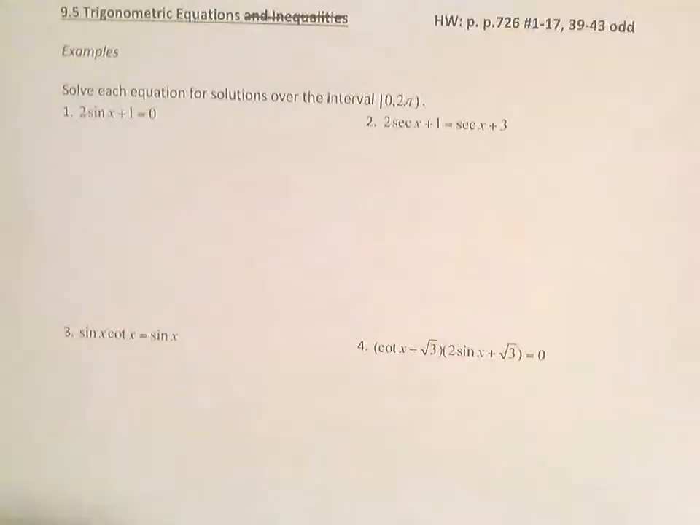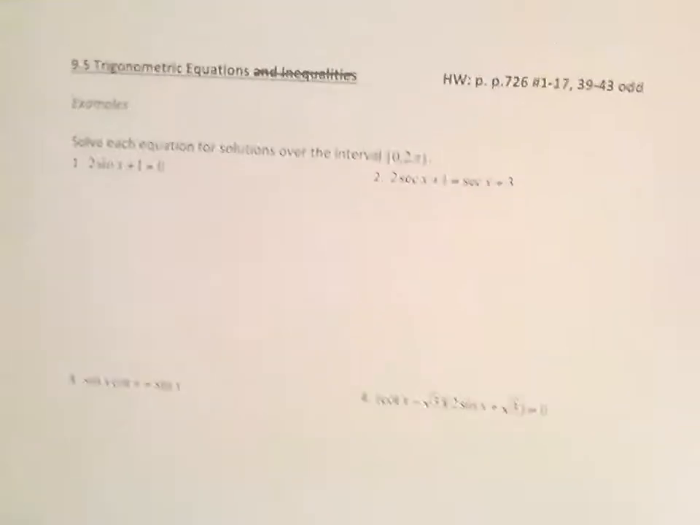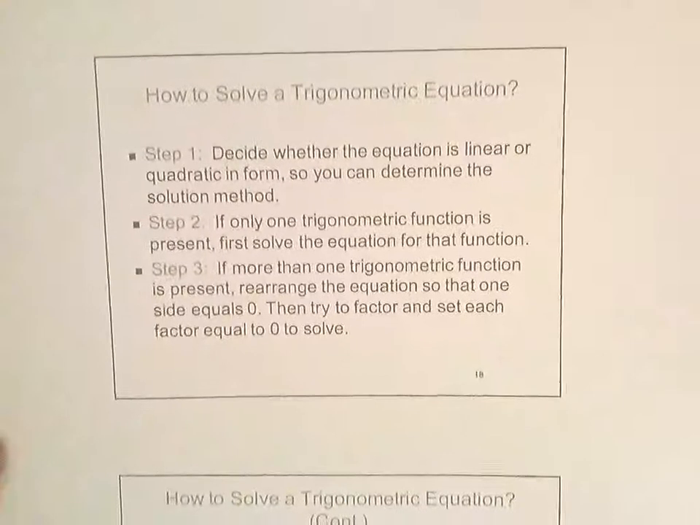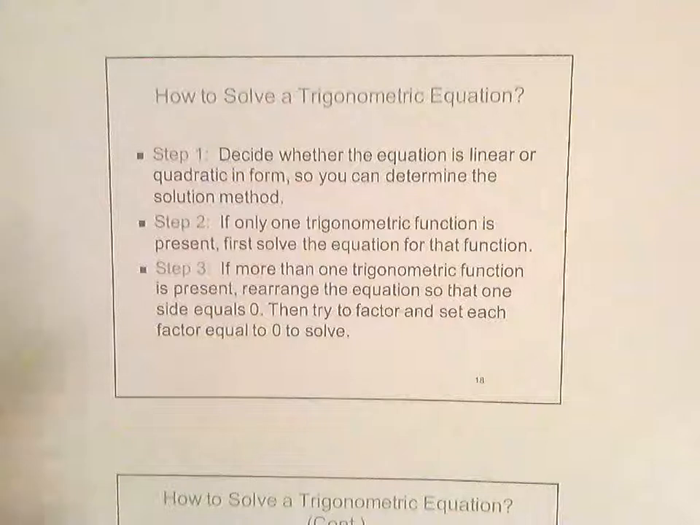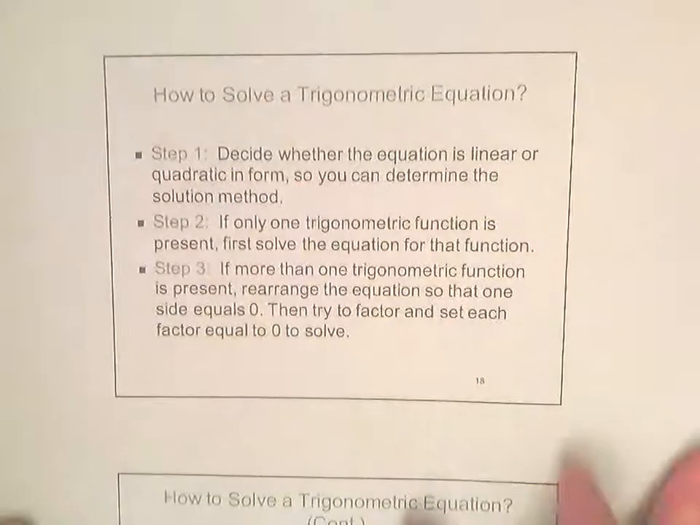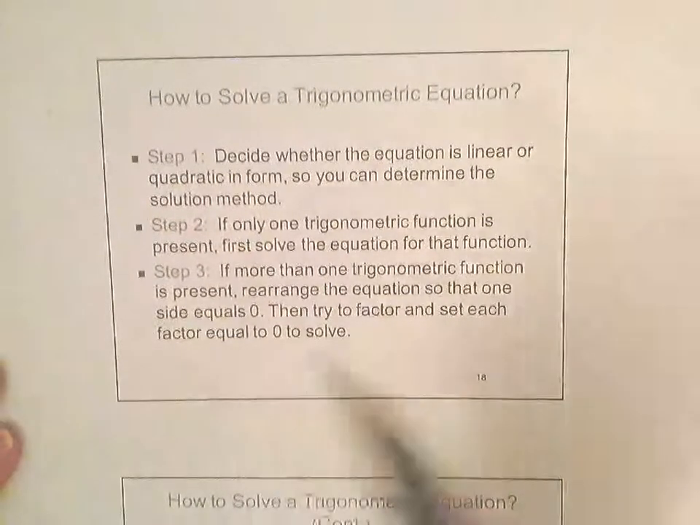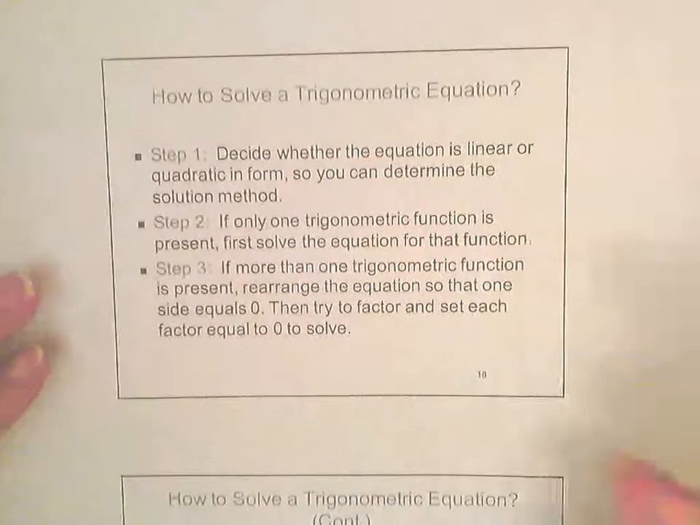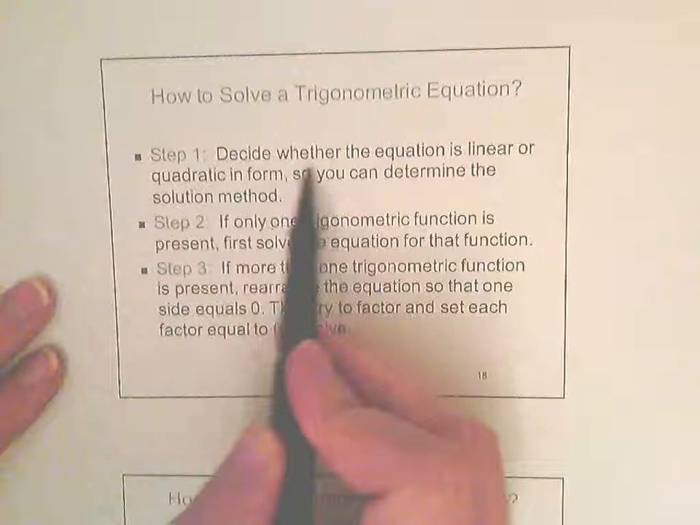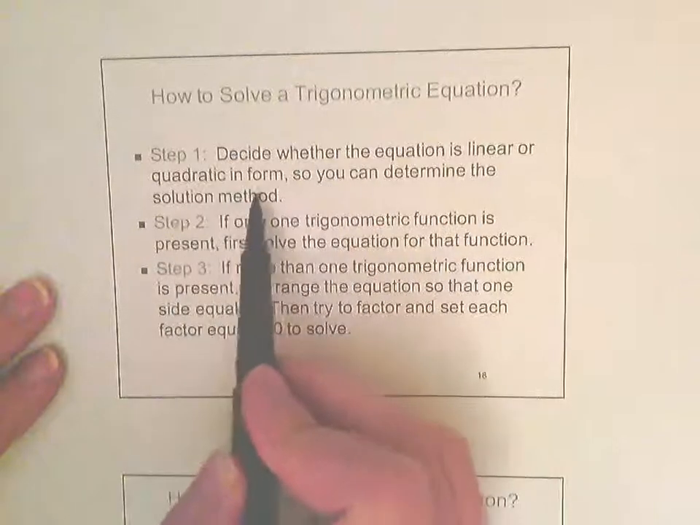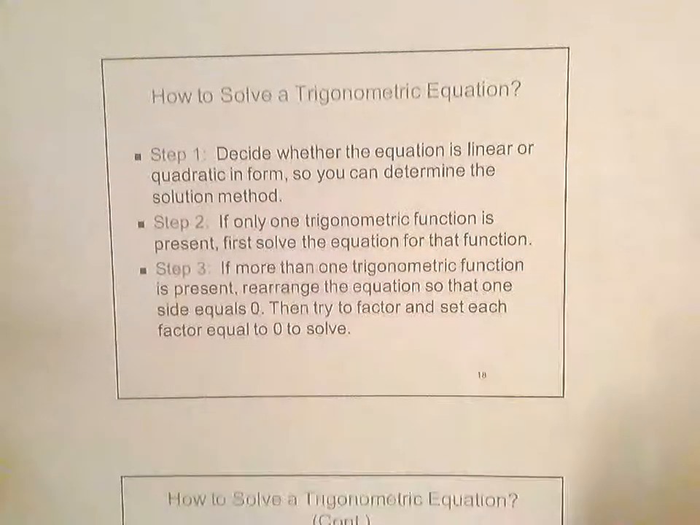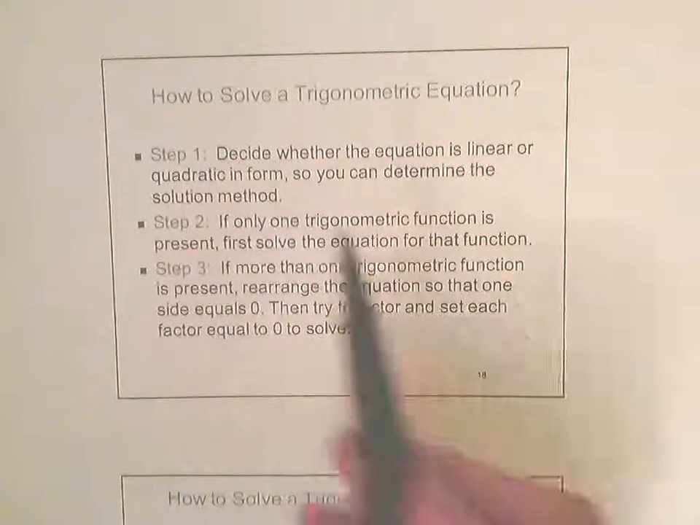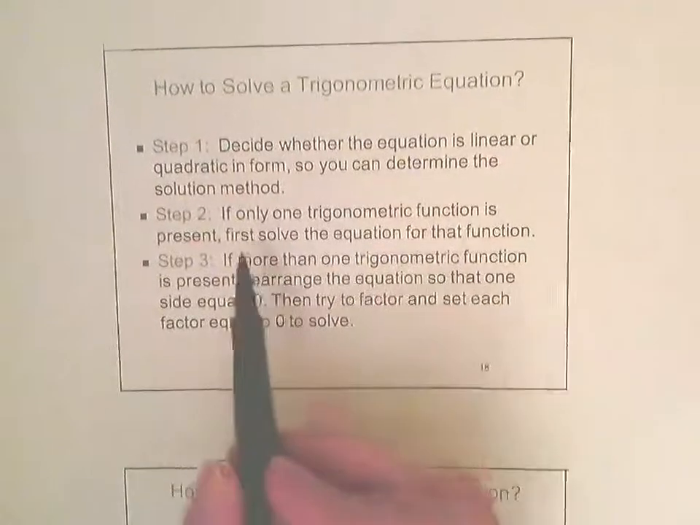Alright? So before we start, I have some rules that you can follow. I will make this copy for you guys and give it to you when we do this in class. But basically, these are just some steps to how to solve a trig equation. So first off, you're deciding whether the equation is linear or in quadratic form. Because if it's linear, then you're just going to solve it just like a y equals mx plus b equation. If it's quadratic, you're going to have to factor something.